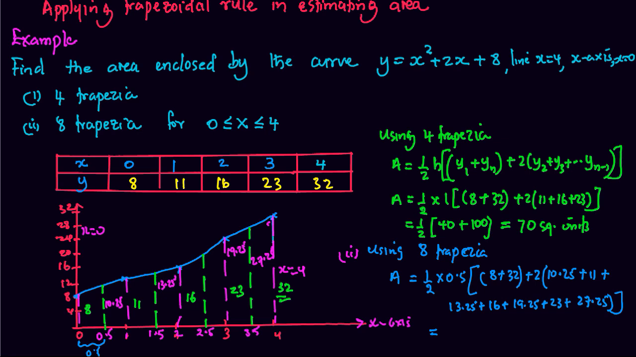And when we evaluate this, we get 10.25 plus 11 plus 13.25 plus 16 plus 19.25 plus 23 plus 27.25 times 2 gives us 240 plus 40. So we have 0.25 into 40 plus 240. And this gives us 70 square units.